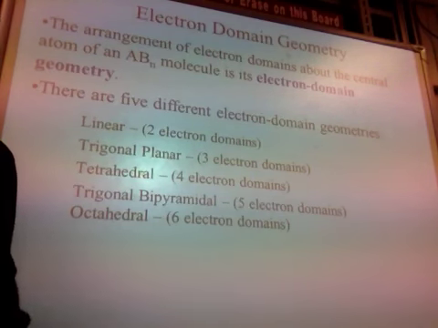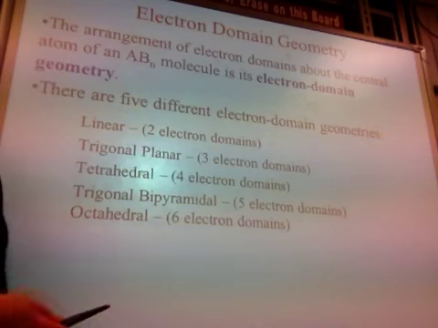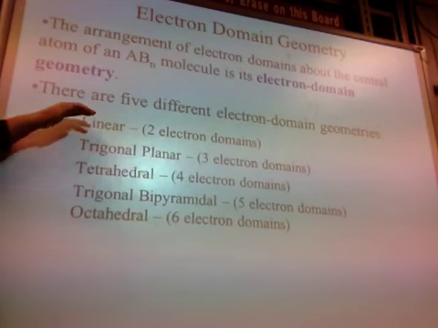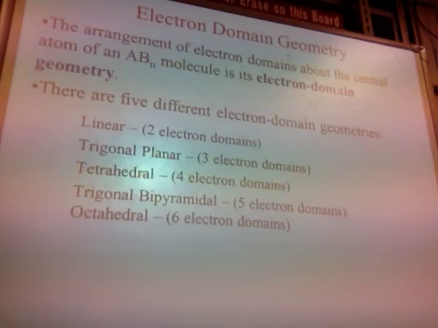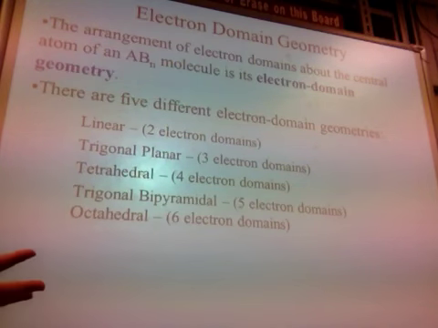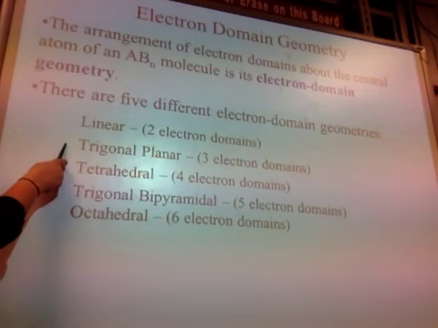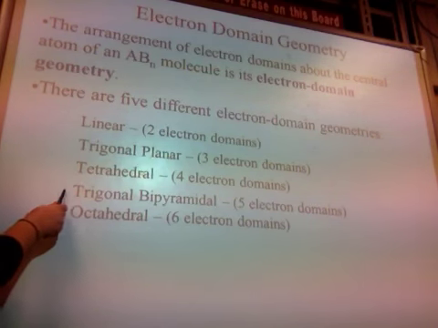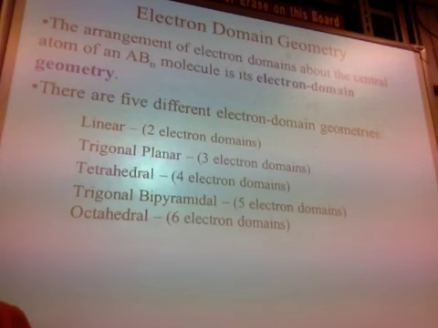What I want you to know is that once you get to this step, you're going to have to take another step to figure out the molecular geometry, because there are subcategories in each one of these, okay? So these are the 5 major types of electron domain geometries: linear, trigonal planar, tetrahedral, trigonal bipyramidal, and octahedral. And they're all based on their electron domains.